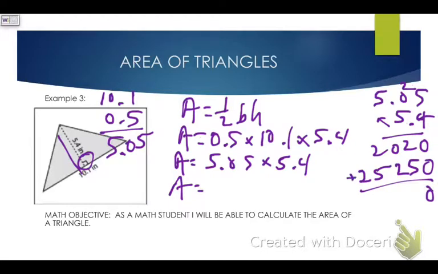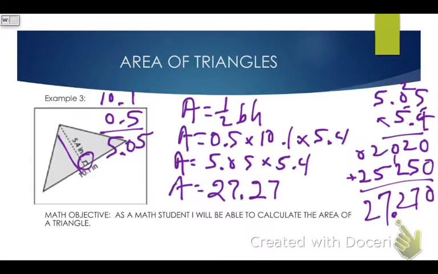0 plus 0 is 0. 2 plus 5 is 7. 2 plus 0 is 2. 2, 5 is 7. And we have 2 added to 0, or nothing, is 2. We have 1, 2, 3 decimal places, and there is our decimal: 27 and 27 hundredths inch square.